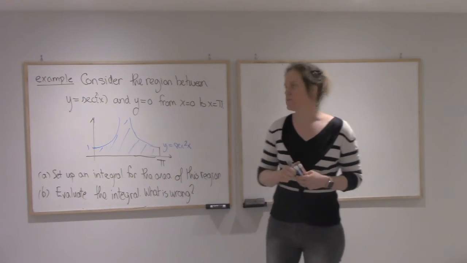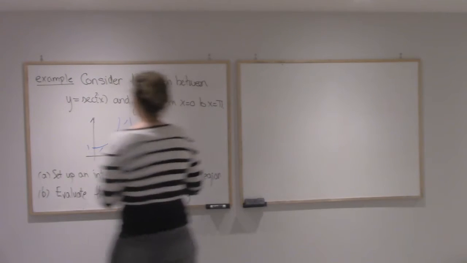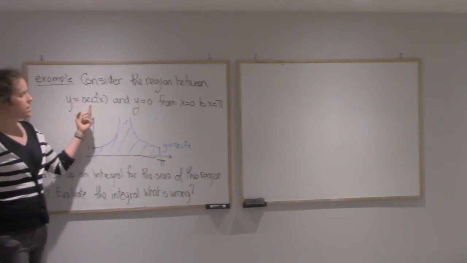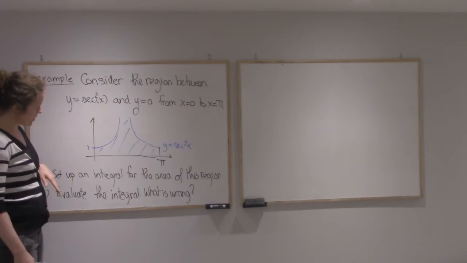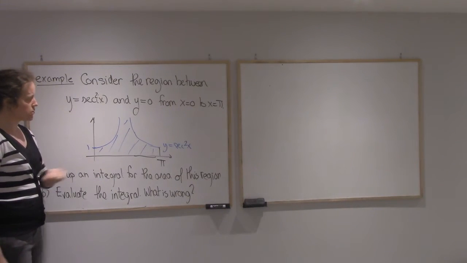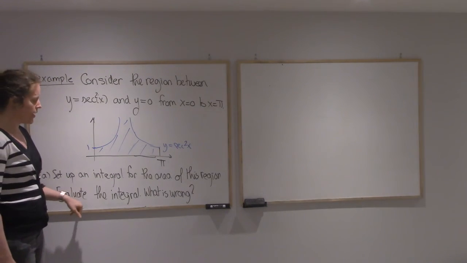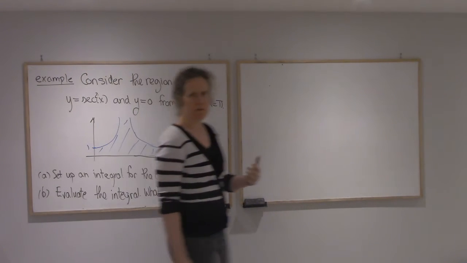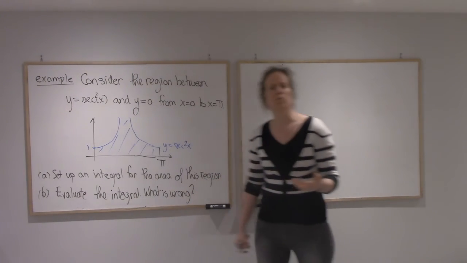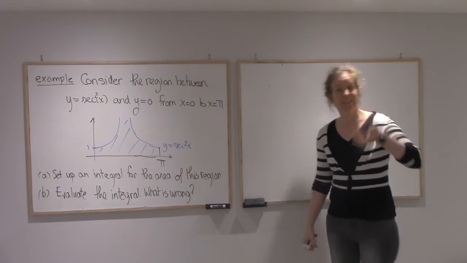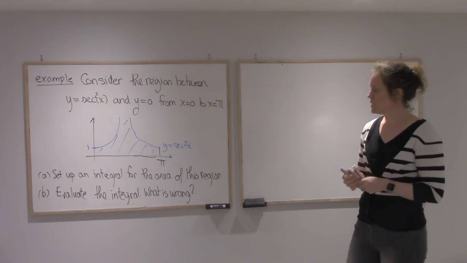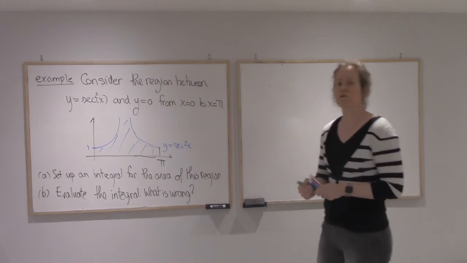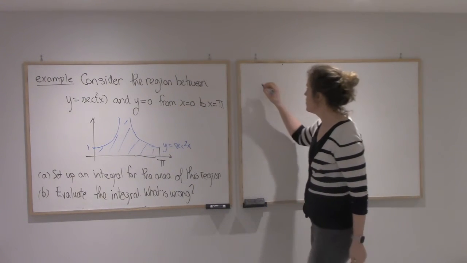So I want to solve this problem. I want to look at this region bounded between secant squared and 0. So the blue line is secant squared, the black line is 0. I want to set up an integral for the area of this region, and then I want to evaluate the integral, and I have this weird question, what is wrong? So this is clearly a trap. Let's ignore that and just do it as if we didn't know, and we'll see what goes wrong in the end.